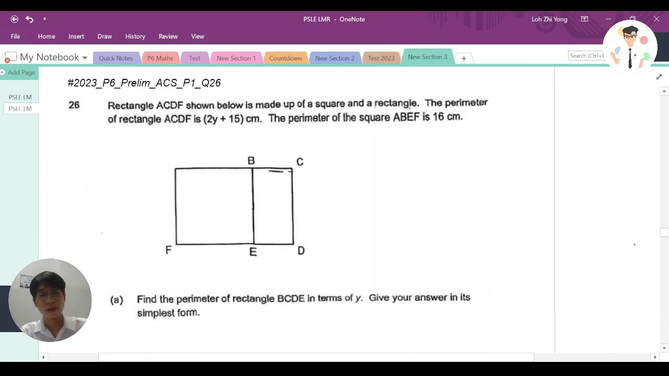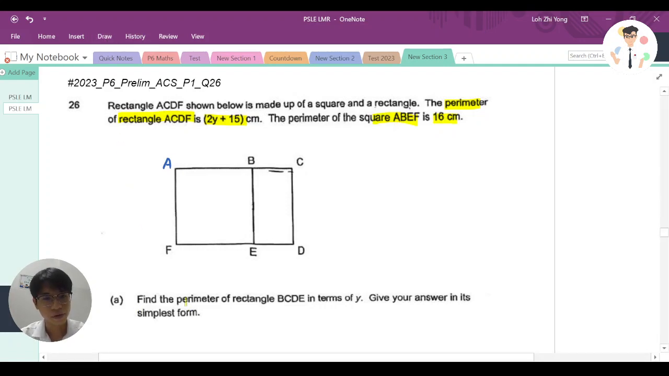Okay, the last question for this set would be this. Not last question, second last. Okay, so rectangle ACDF, okay, A is here. ACDF is shown below. It's made out of a square and a rectangle. So you can see it's a square and this is a rectangle. The perimeter of rectangle ACDF, which is the outer part of the whole thing, is 2y plus 15 cm. So the perimeter of the rectangle ACDF is 2y plus 15. And the perimeter of the square ADEF is 16 cm.